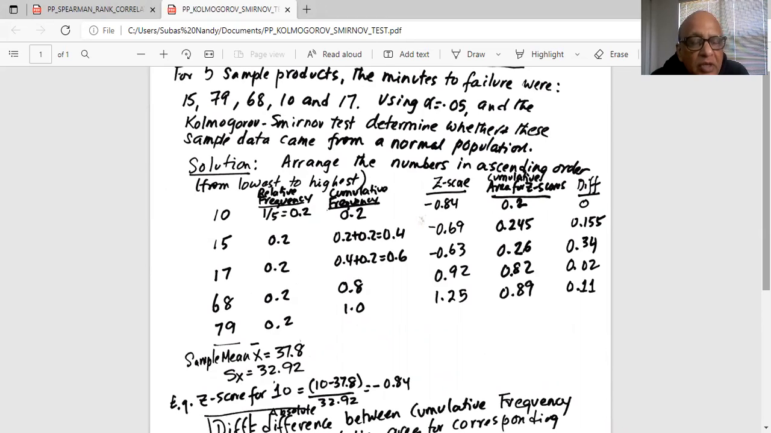Now each number appears only once and there are a total of 5 numbers. So the relative frequency of each number is 1 out of 5, or 0.2. That is in the second column, relative frequency.